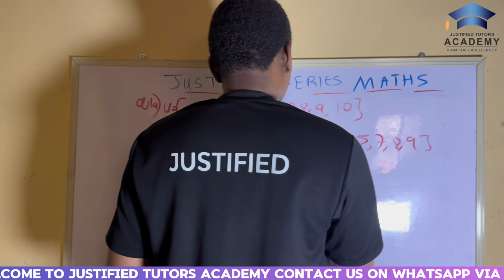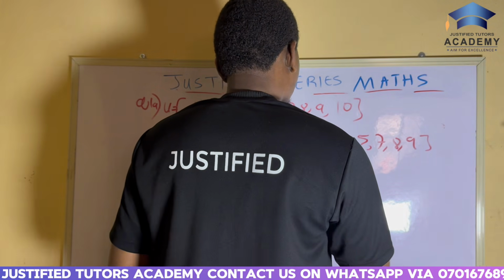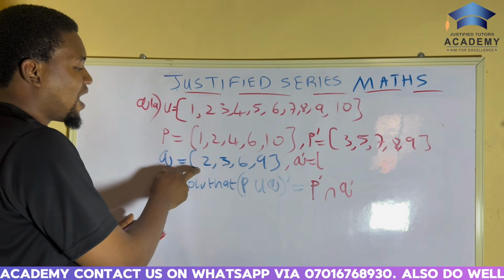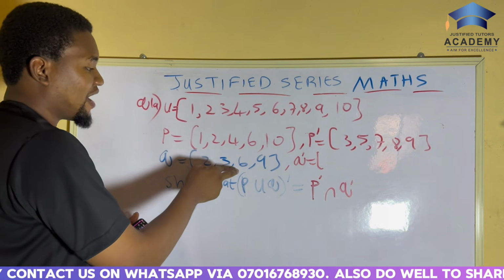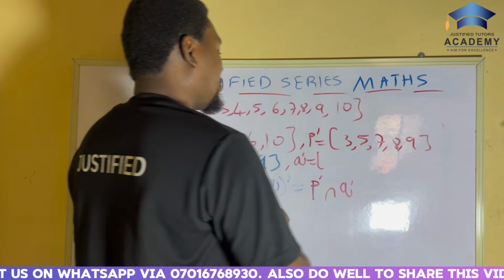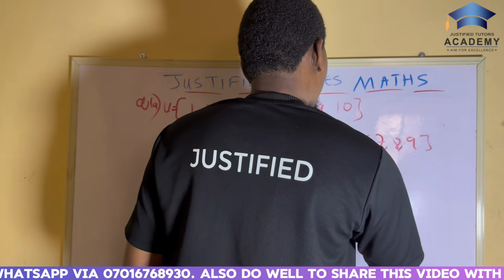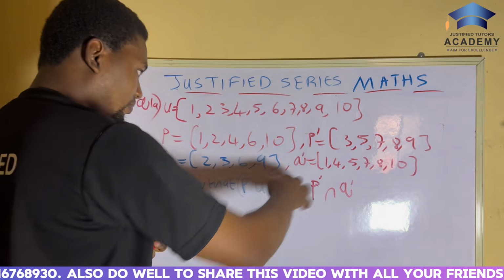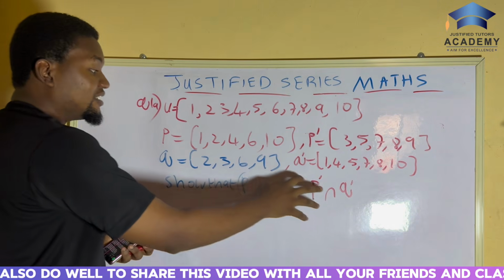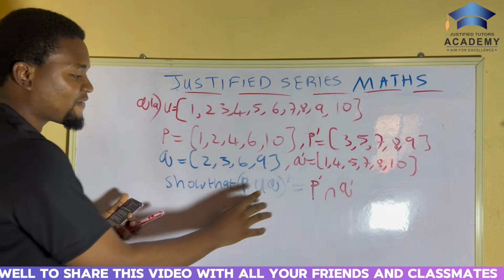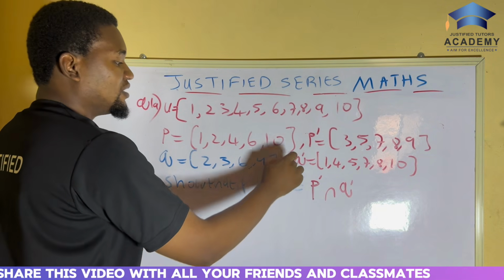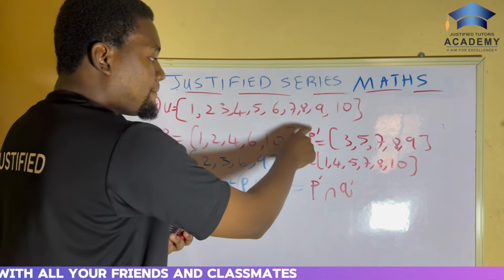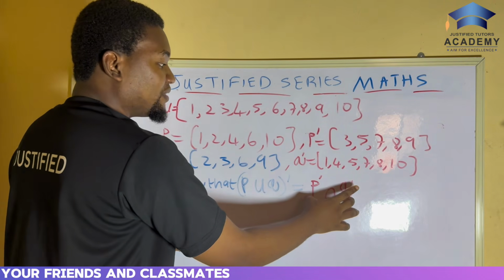That's P complement. Now Q complement will be 1, 4, 5, 7, 8, 10. That's Q complement. Now, to show this, first find P union Q and then its complement. Since we already know our P and Q, we can just find it here.